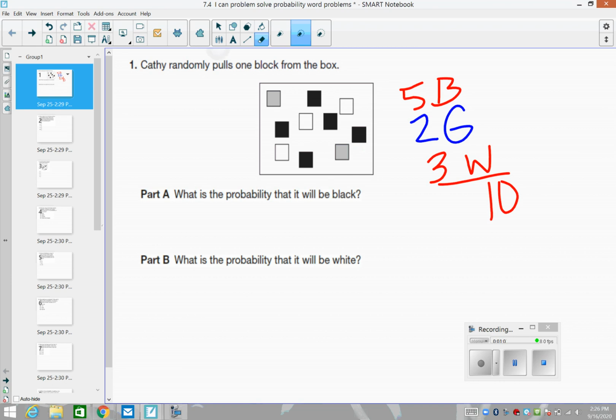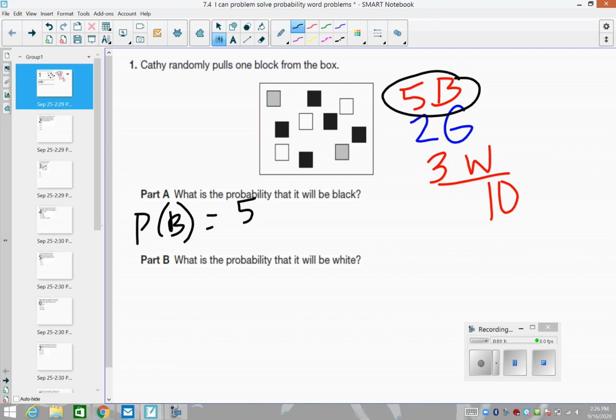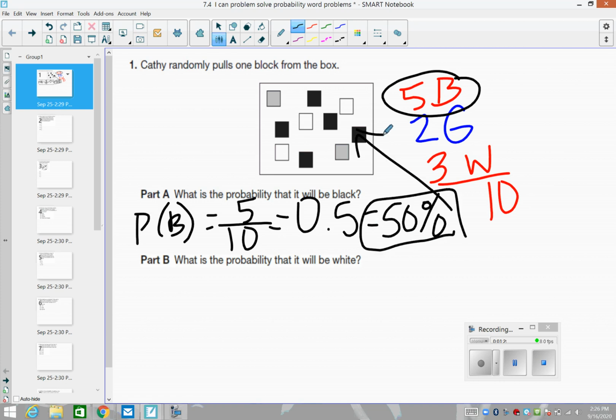So what is the probability that I get black? We have 5 black out of 10, which just reduces to 1/2 or 0.5. So you have a 50% chance that if you were to reach in without looking, you would draw out a black box. So what's the probability that it would be white?